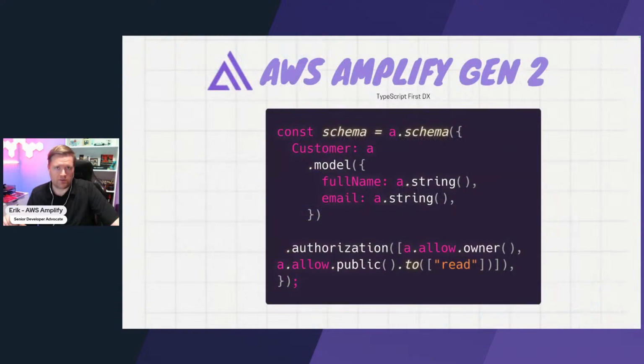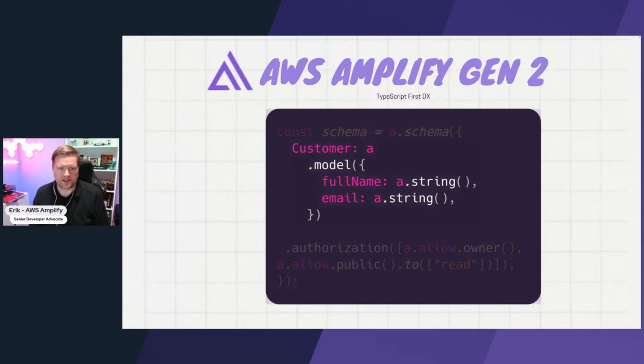So what you could do to create an application that uses these services is, there would be a file in the same code base as your front end code. There's an Amplify folder, and in this Amplify folder, you would create this resource file that defines your schema. So what this says is we're going to create a new customer schema. This is a data model. It's going to have a full name and an email.